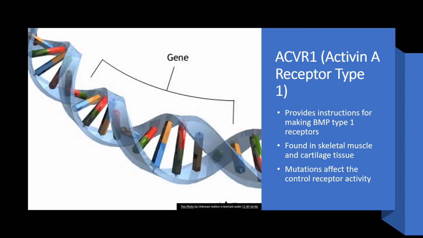The normal function of this gene, ACVR1, is to provide instructions for making the activin receptor type 1 protein, which is responsible for the development of bones and muscles. In normal skeletal maturation, cartilage is replaced by bone, which is called ossification. If a mutation occurs that affects the bone morphogenic protein receptors, then the protein is activated at inappropriate times and will cause an overgrowth of bone and cartilage.